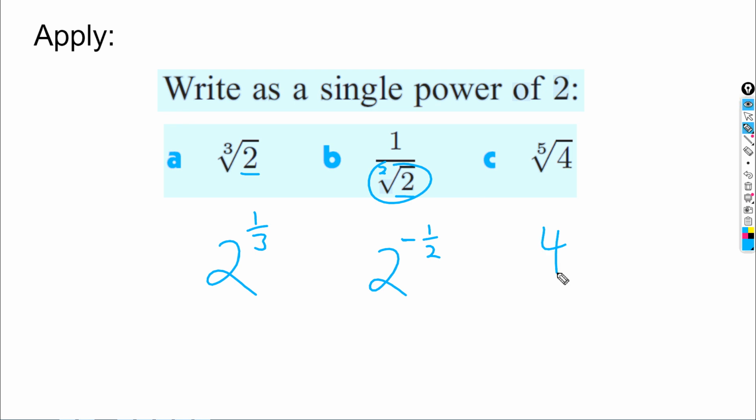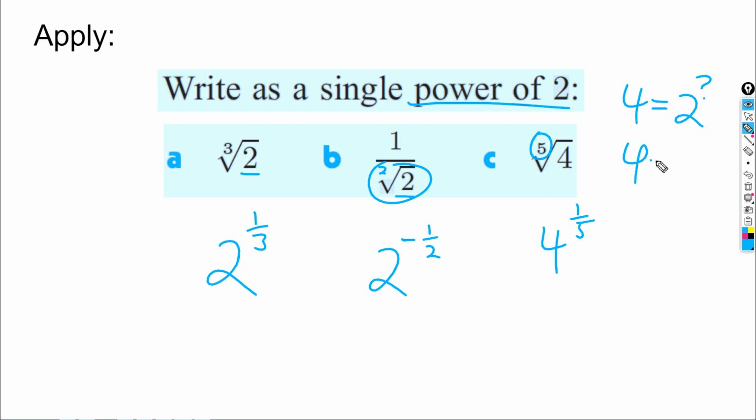Now part C, to start with, there's nothing fancy going on here. We could write 4 to the 1/5 power, because we had a 5th root going on here, so we just put 1 over 5 for our exponent. However, it's saying in the directions to write as a single power of 2. So then our question is, how could we write 4 as a power of 2? So 2 to what power equals 4? And that one's pretty obvious.